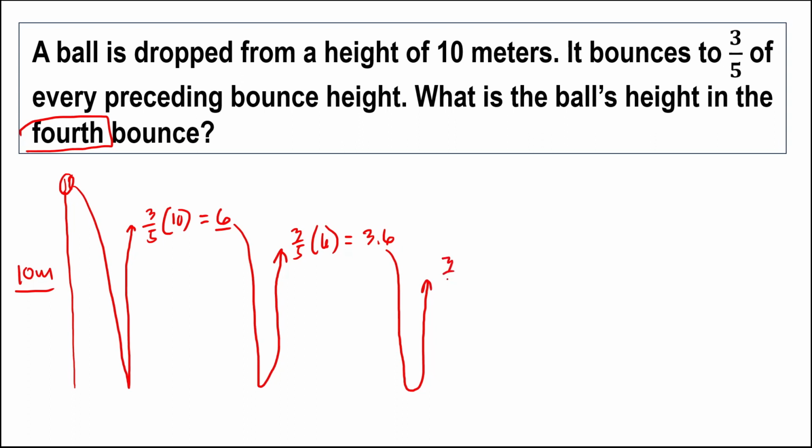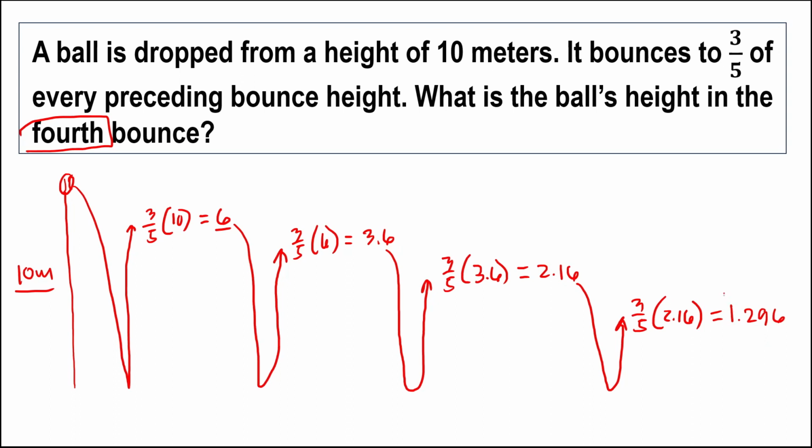So 3/5 of 3.6. So this is equal to 2.16. Then the last bounce. So we have 3/5 of 2.16. So this is equal to 1.296. So 1.296 is now the height of the ball after the fourth bounce.